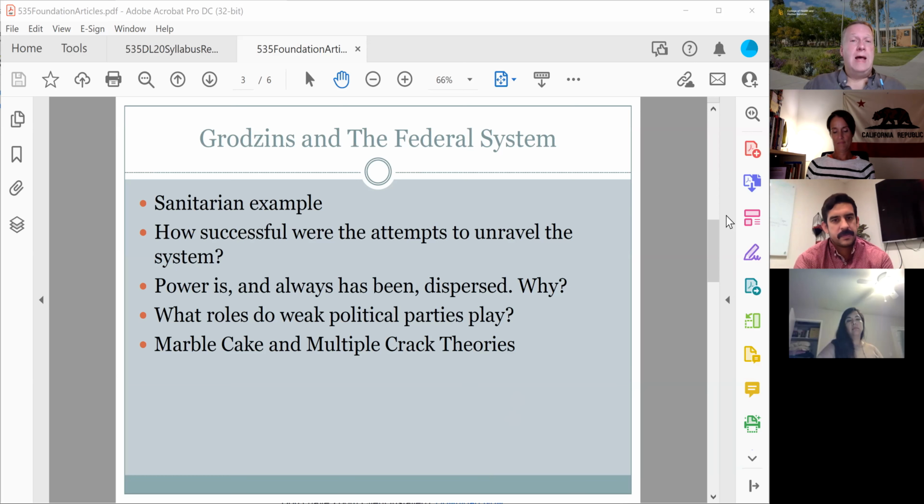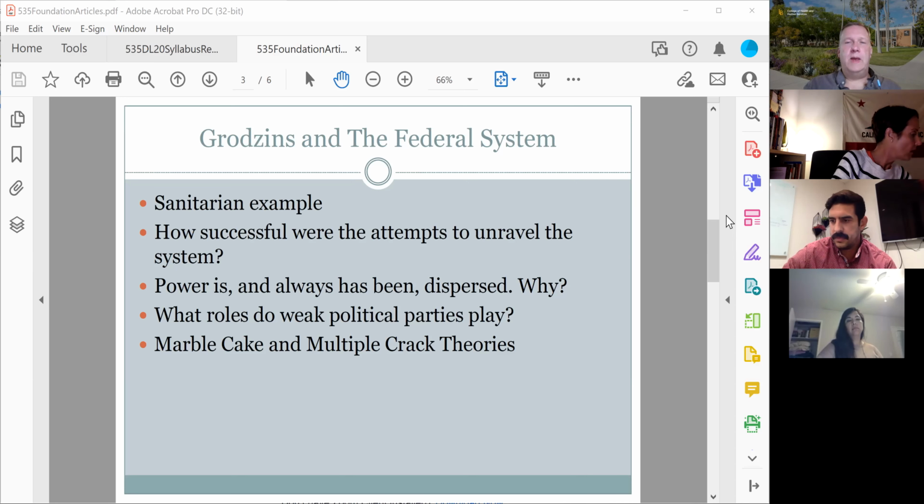He usually wrote a lot of his pieces in combination with his student, Daniel Elazar. So oftentimes you'll see Grodzins and Elazar because they wrote as a tandem for most of the second half of Grodzins' career and a majority of Elazar's career. This article, though, is just by Morton Grodzins. And in this article, Grodzins is making an argument to us that there never really was a coordinate authority model.